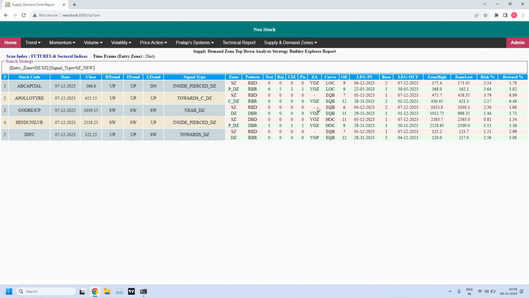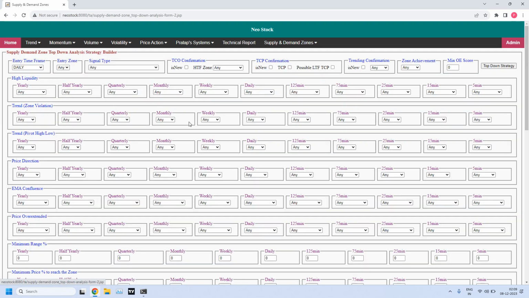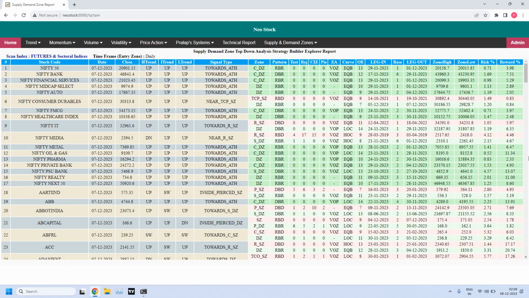Now I will generate demand and supply zones for all these stocks. So let us generate demand and supply zones for all the stocks on daily time frame without any filters. This is for your reference purpose. I keep on scrolling this list down. Whichever stock you want to refer, there you please pause the video.